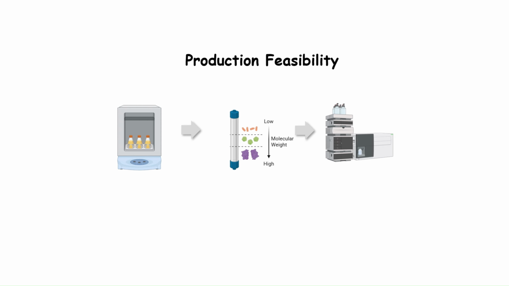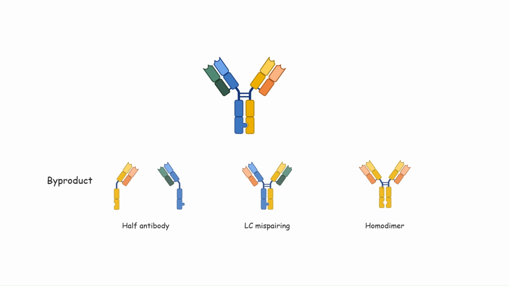Production feasibility matters in bispecific discovery. Some formats may look strong biologically, but face challenges with purity, pairing, and scalable production when moving towards CMC. Assembly efficiency is one key factor. IgG-like 4-chain bispecifics can face light chain mispairing, and the resulting byproducts are difficult to remove.